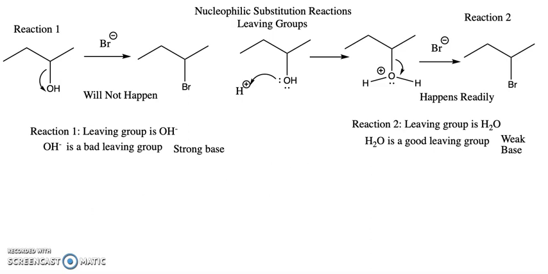Because the correlation that we can make is the stronger something is as a base, the worse it is as a leaving group. So OH minus is a pretty strong base, bad leaving group. H2O is a weak base, and it's a good leaving group.